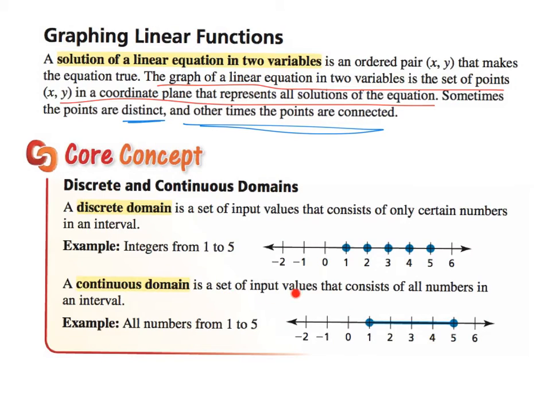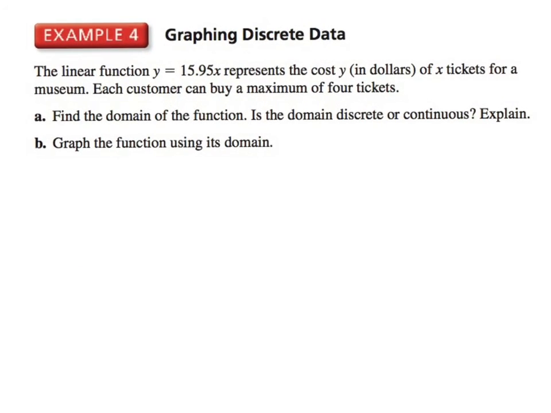Continuous is a set of input values that consist of all numbers in an interval. So you can't possibly list them all. So you would say all numbers from 1 to 5. All numbers, not integers. So all numbers means fractions as well: 1, 2, 3, 4, 5, and all of the numbers between them. So, if we are graphing discrete data, this is important because it will matter how you graph this.